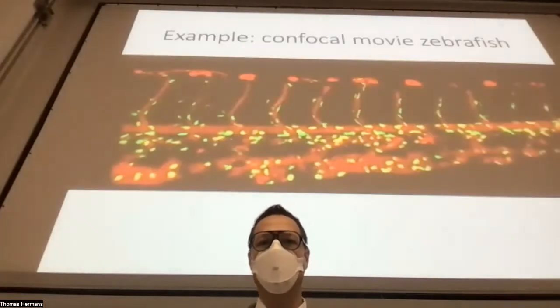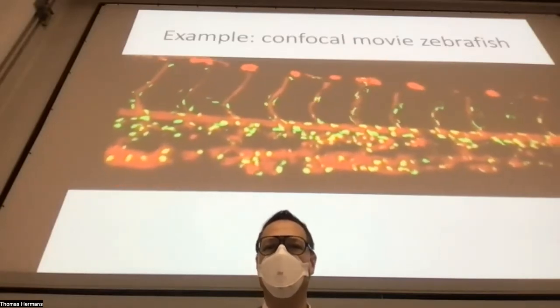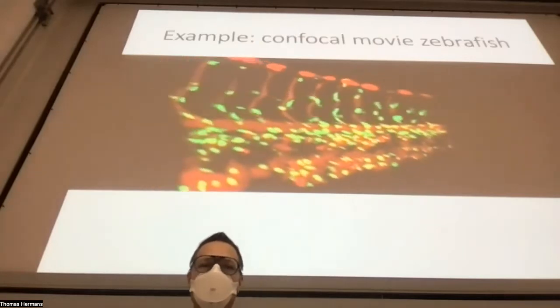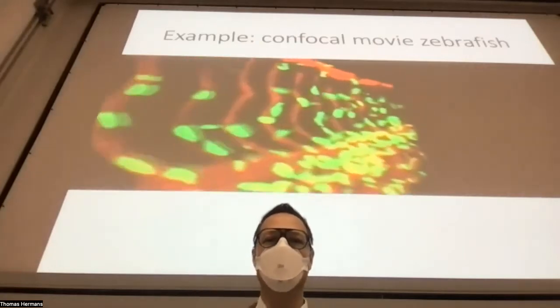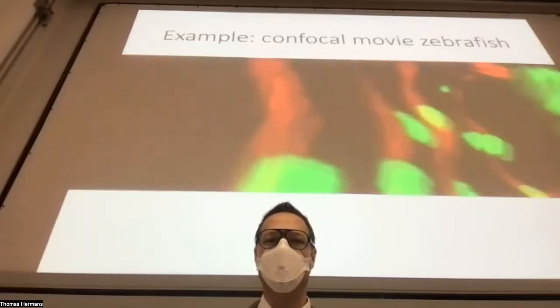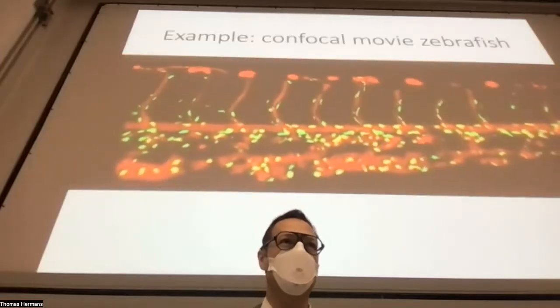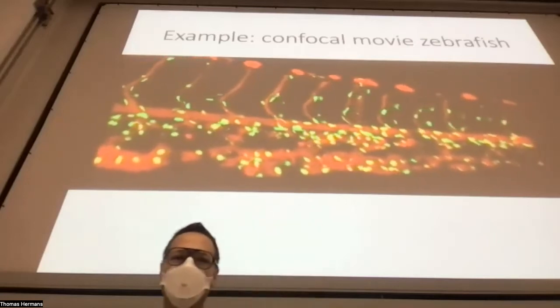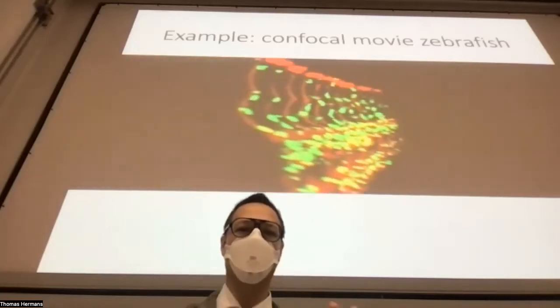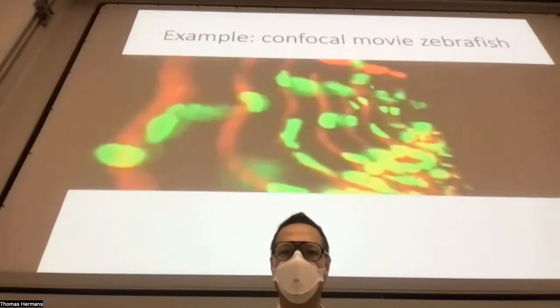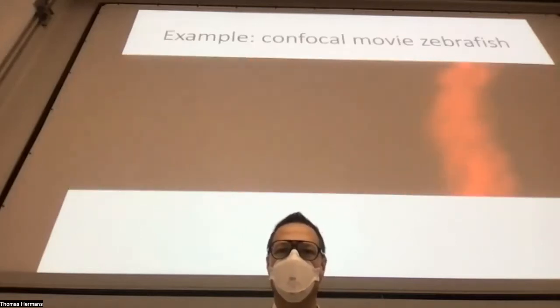For example, this is a slice from a zebrafish. It's colored in red and green, and you can reconstruct and get this three-dimensional image of inside this zebrafish, which is pretty cool, right? 3D information, of course, tells you a lot more than a flattened image. Okay, that's confocal microscopy.